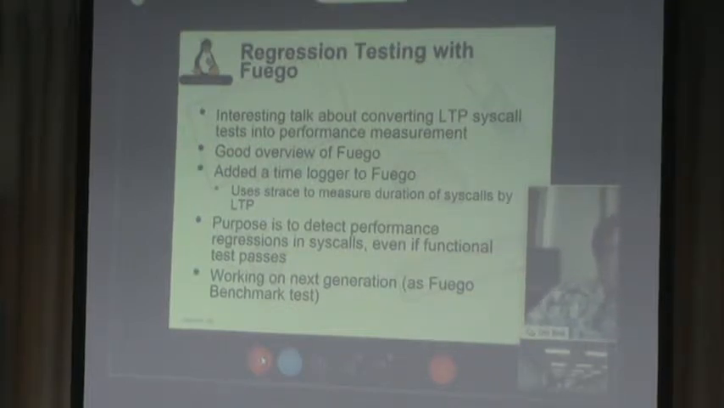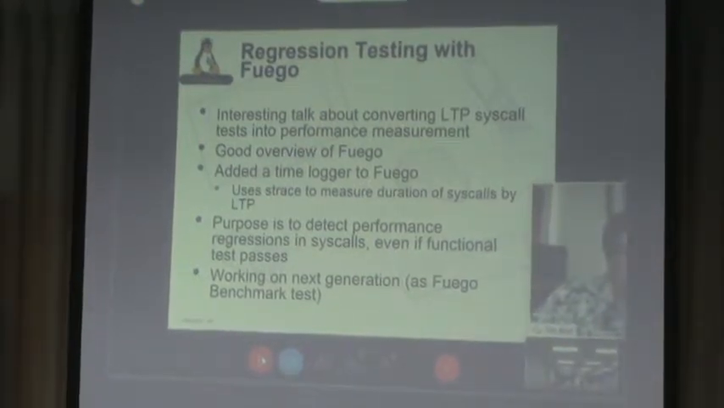Another talk I went to was an interesting one called Regression Testing with Fuego. It was about converting LTP syscall tests into performance measurements. So this talk had a really good overview of Fuego. It was done by Hirotaku Motai-san from Mitsubishi. He added a time logger to Fuego. He used S-Trace. He had a system for using S-Trace to measure the duration of syscalls that were performed by LTP. And then the purpose was to detect performance regressions in the syscalls, even if the functional tests were passing.